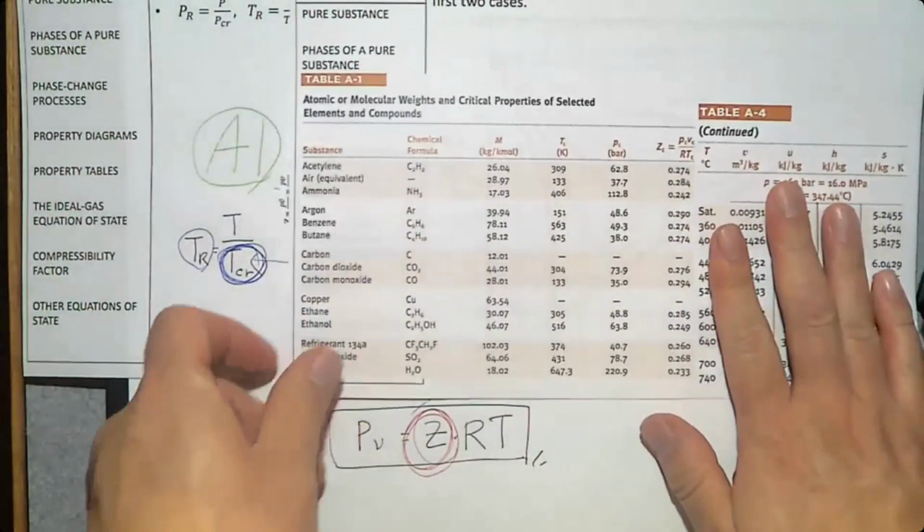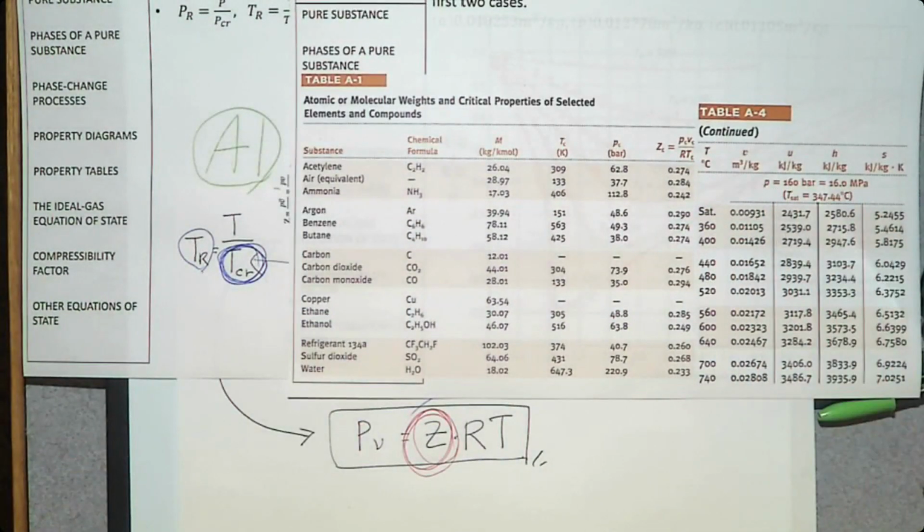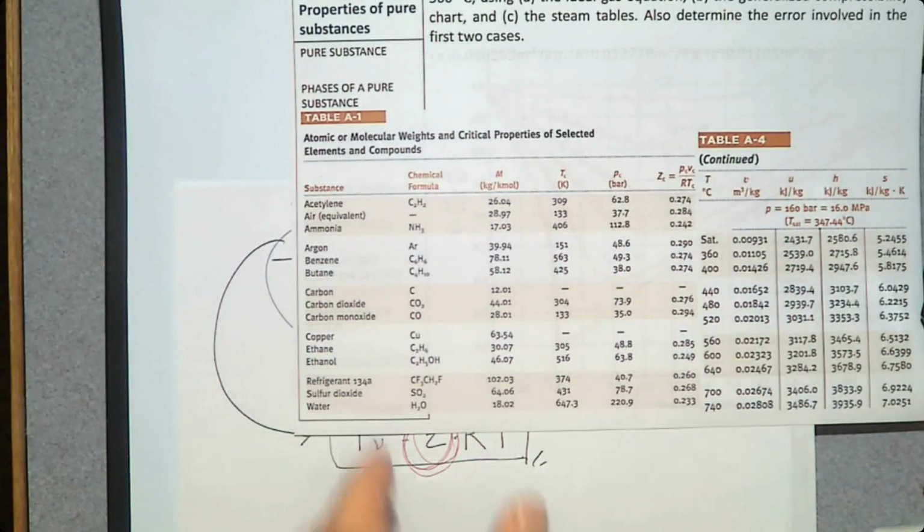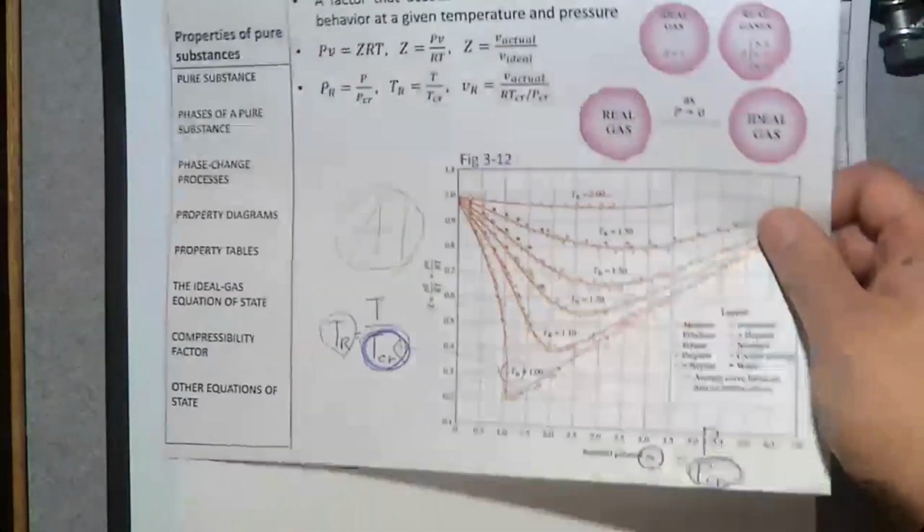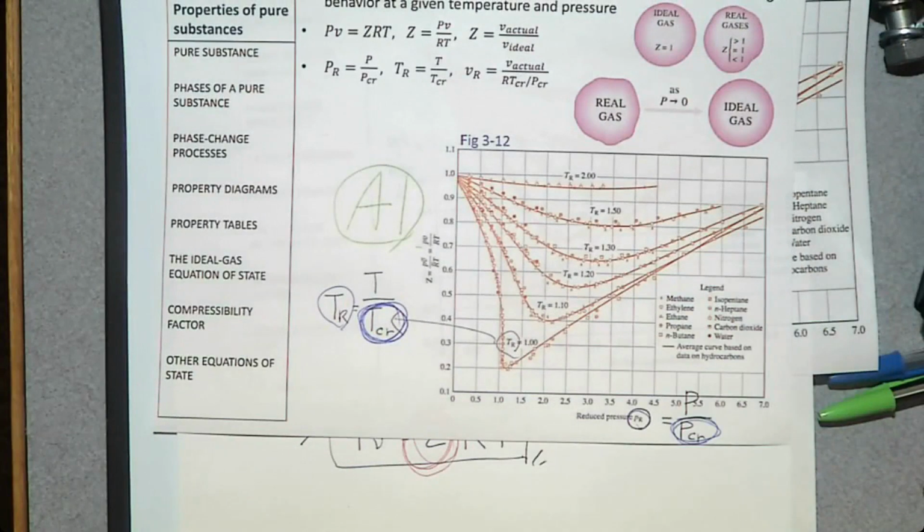If you go to table A1, you can find these critical properties. And here is table A1. This one. This is the critical temperature, and this is the critical pressure. So based on the system you have, you can find the critical temperature and critical pressure, and determine reduced pressure and reduced temperature. Then you can use the compressibility chart, which is pretty simple. So that's everything.